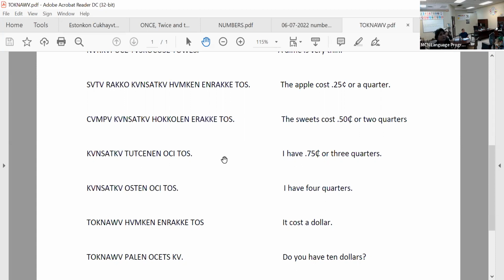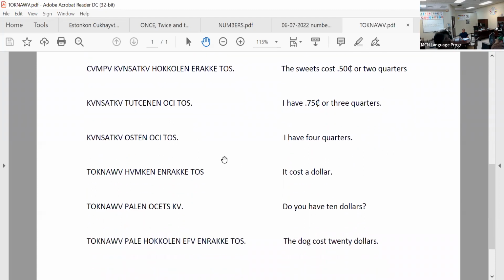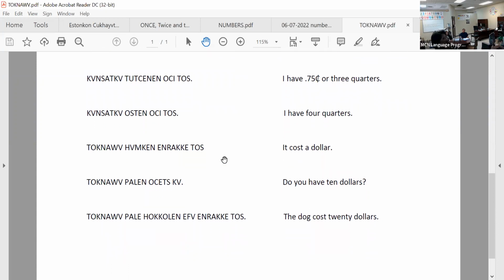Okay. I have 4 quarters. Ganshatka osten. Dollar. Dognawa hamgen. Do you have $10? Dognawa balet. Remember, you have to add Dognawa to all this to make dollars, okay? When you say Dognawa, that actually identifies what that is, okay? Dognawa Bali Hokkolen, $20, because Bali is 10 and Hokkolen is 2. So you got $20, okay?